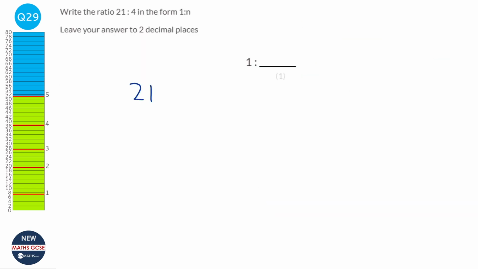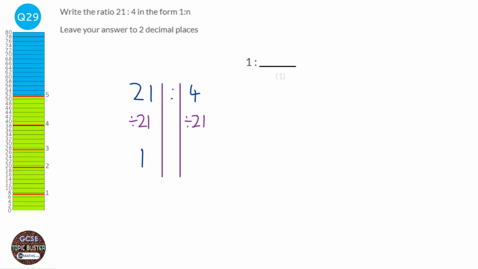So we're given 21 to 4 is the ratio. We're just going to have our lines in, because what we need to do is make the left-hand side be 1. Okay? And to do that, for 21, I need to divide it by itself, divide it by 21, and we're going to do the same to the right-hand side. So 21 divided by 21 is 1. Perfect, that's what we wanted.